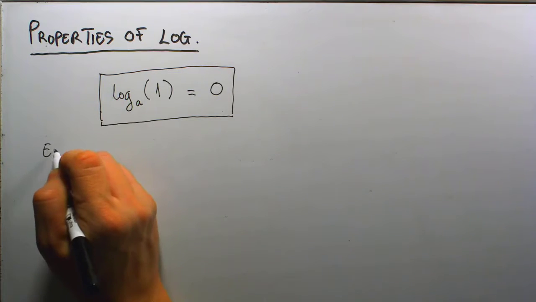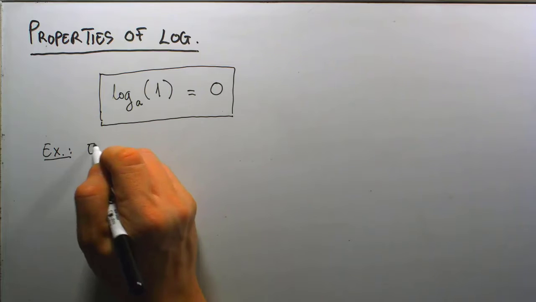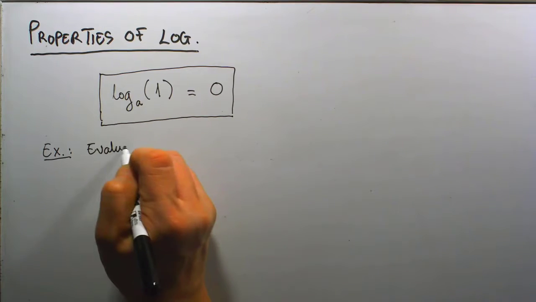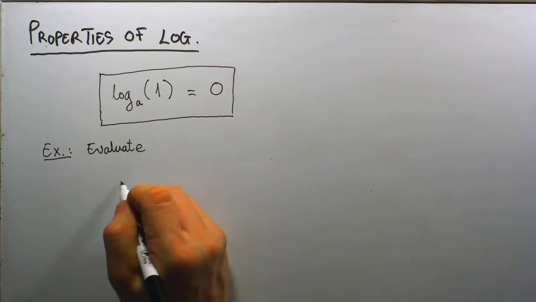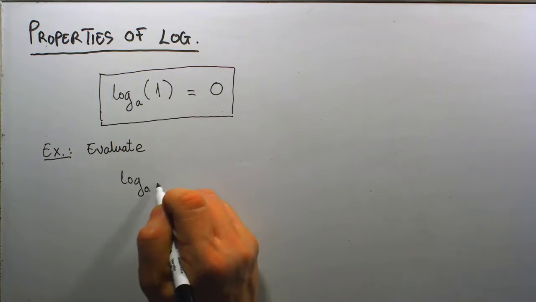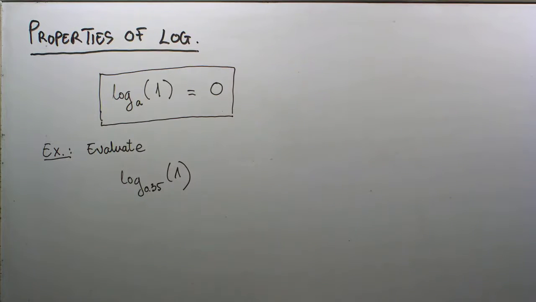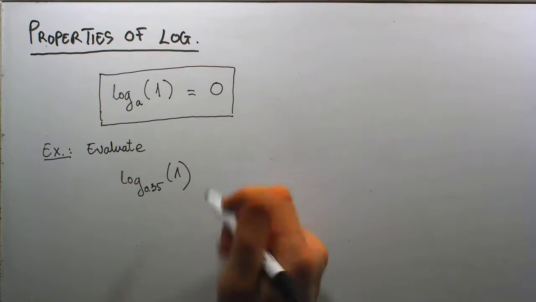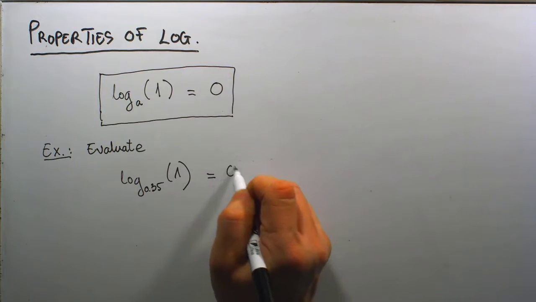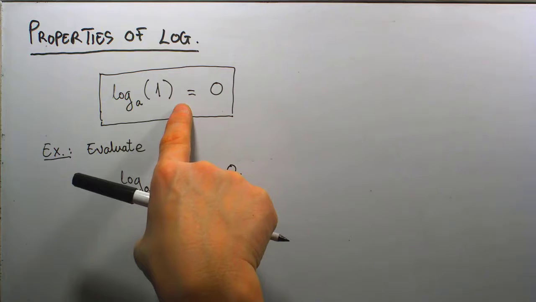So from now on, as a quick example, anytime we're asked to evaluate log base a of 1, needless to use a calculator, the answer will come out as quickly as 0, because we are utilizing this property of logarithm.